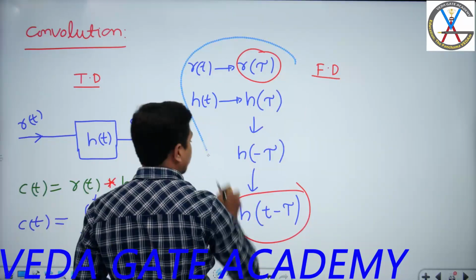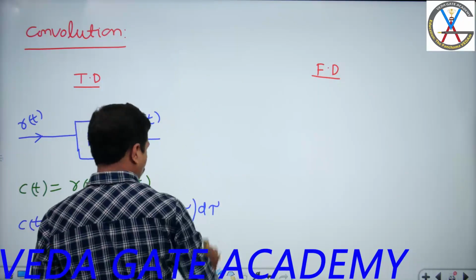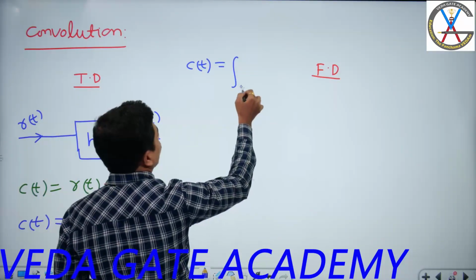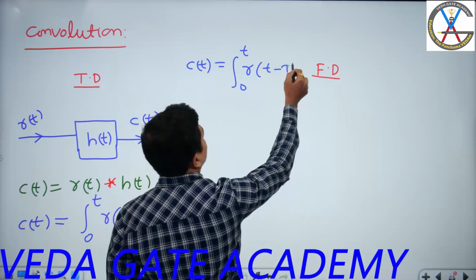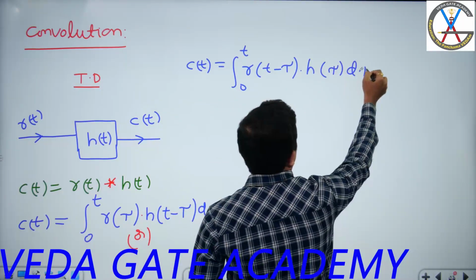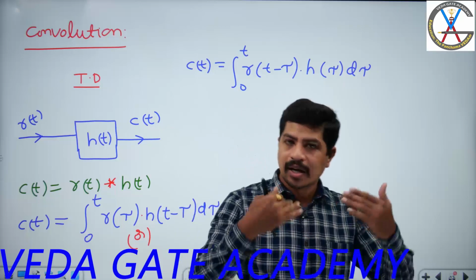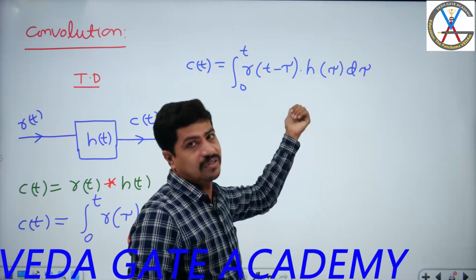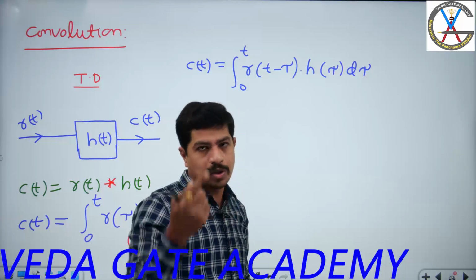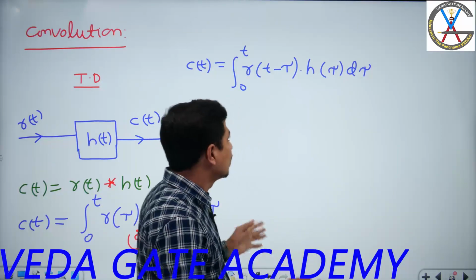Or there is another way for the same convolution. C of t is equal to the integral from 0 to t of r of t minus tau into h of tau d tau. Previously we did time reversal, shifting, multiplication and integration for h of tau. Now here you do it for r of t: change the variable from t to tau, time reverse it to r of minus tau, shift it to t minus tau, then multiply with h of tau and integrate.